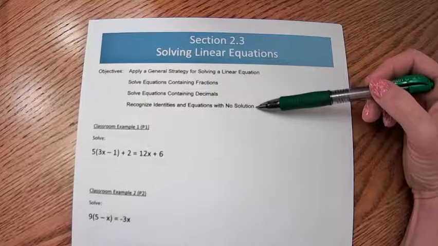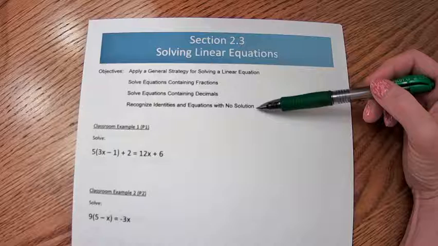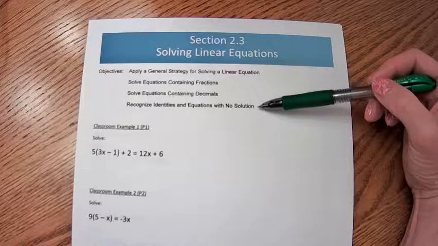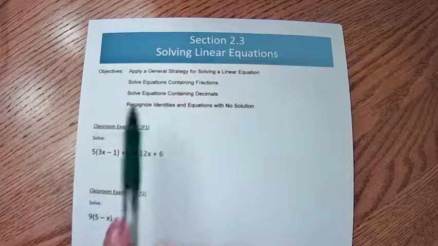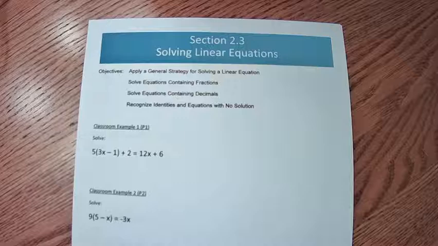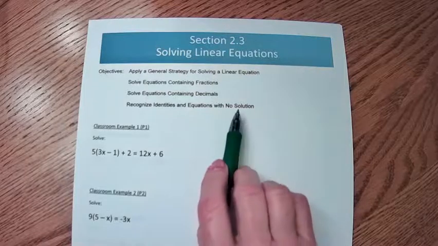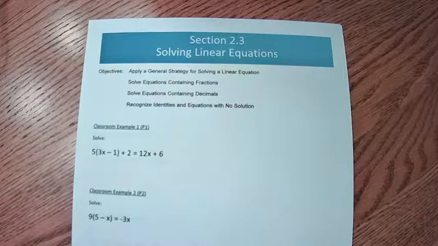And then sometimes you might have actual identities in your equations, and then sometimes there's actually no solution. So in other words, in this case it doesn't matter what value you put in for x, both sides of the equal sign will always be true. In this case, it doesn't matter what you put in for x, both sides of the equal sign will never be true.